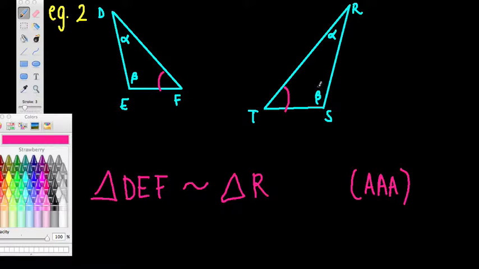R. Next I listed E. So which vertex corresponds to E in this triangle? It's S, isn't it? Look where it's positioned in relation to the angle. And finally, I listed vertex F in this triangle. What corresponds to vertex F in this triangle? It's where I've put that pink line, that angle. F and T correspond. So there's our similarity statement. Triangle DEF is similar to triangle RST. The reason? All of the angles are the same. But remember, we'll get to that part in the next couple of videos.